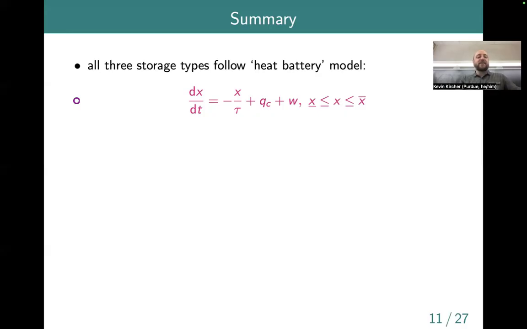Okay, so to summarize, all three of the storage types that we reviewed follow basically a heat battery model. They all have essentially the same equation that we have for an actual electrochemical battery. They have energy capacities, and they have this kind of first order linear dynamics that feature a self-dissipation time constant, and then a term that we control and a term that we don't control.